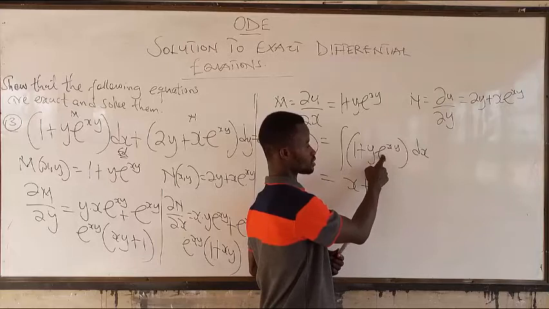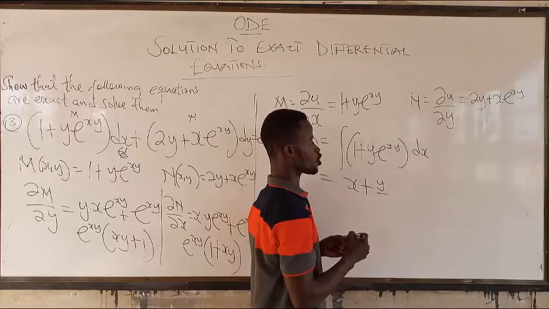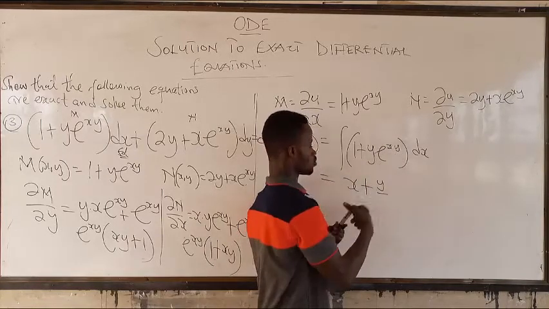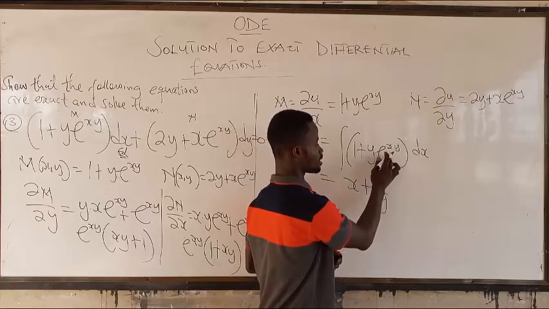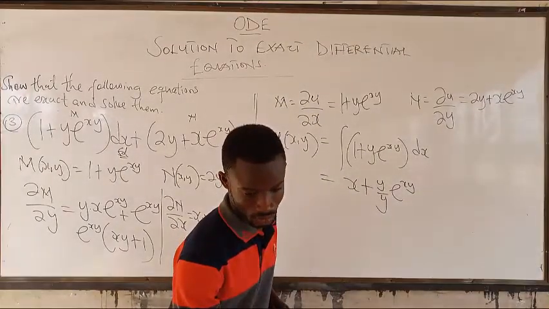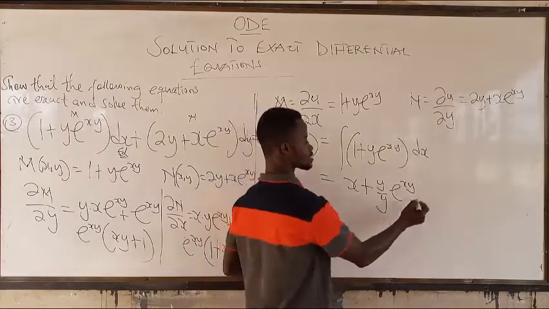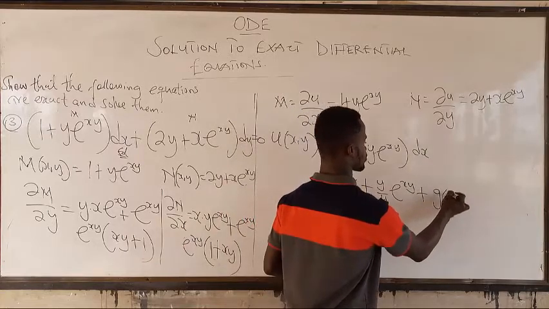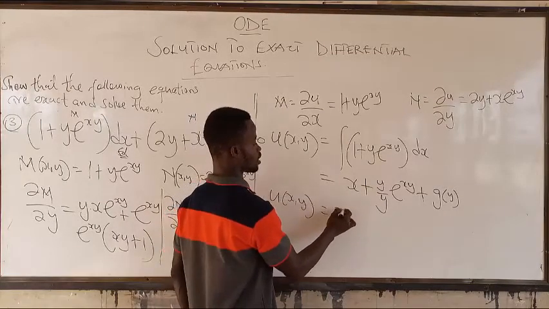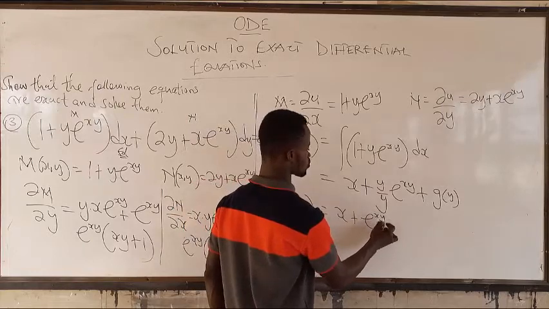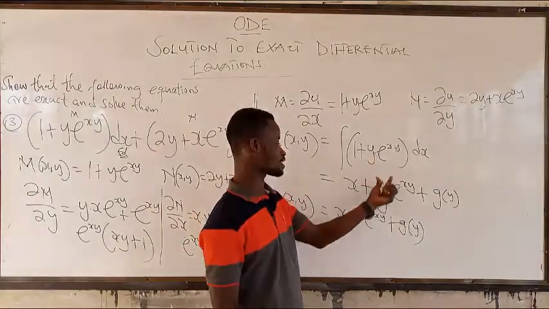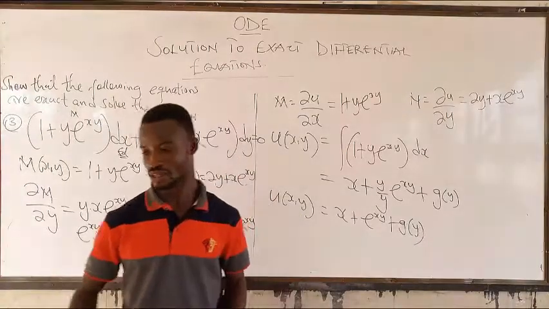So how do we integrate this? Y is a constant, so it will come. Don't forget, the constant here is y. So when you are integrating this, the constant will be divided, and the whole of this will repeat, plus a constant of y. So here we are going to get x plus e raised to power xy over y plus g of y. Please don't confuse yourself with the partial derivative of this. Alright.